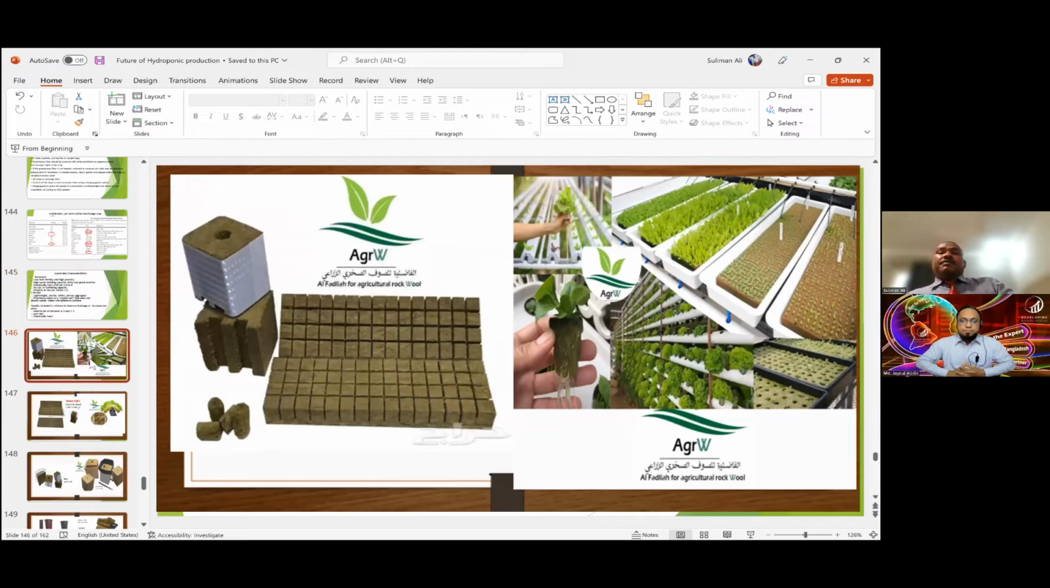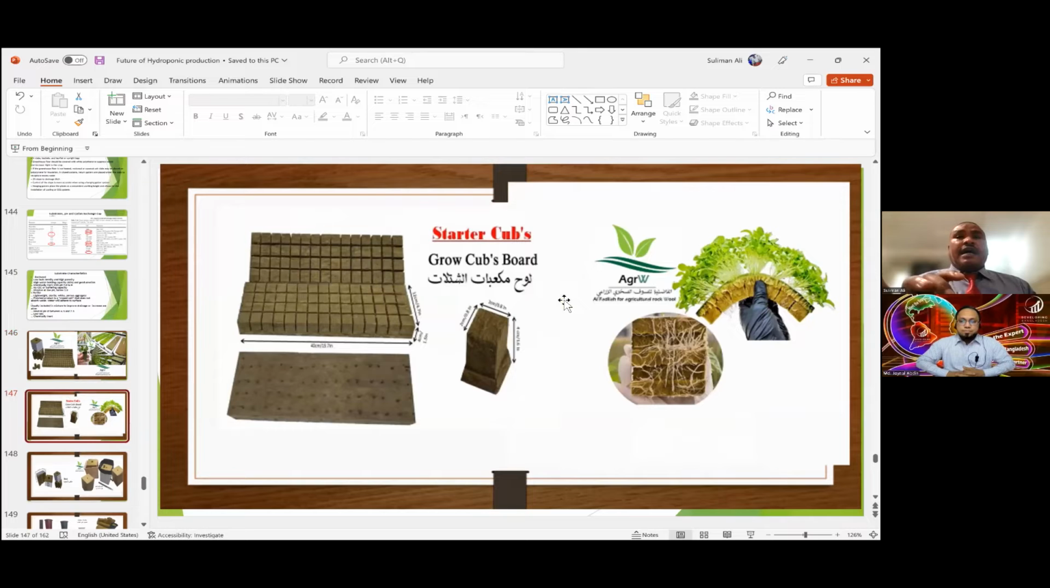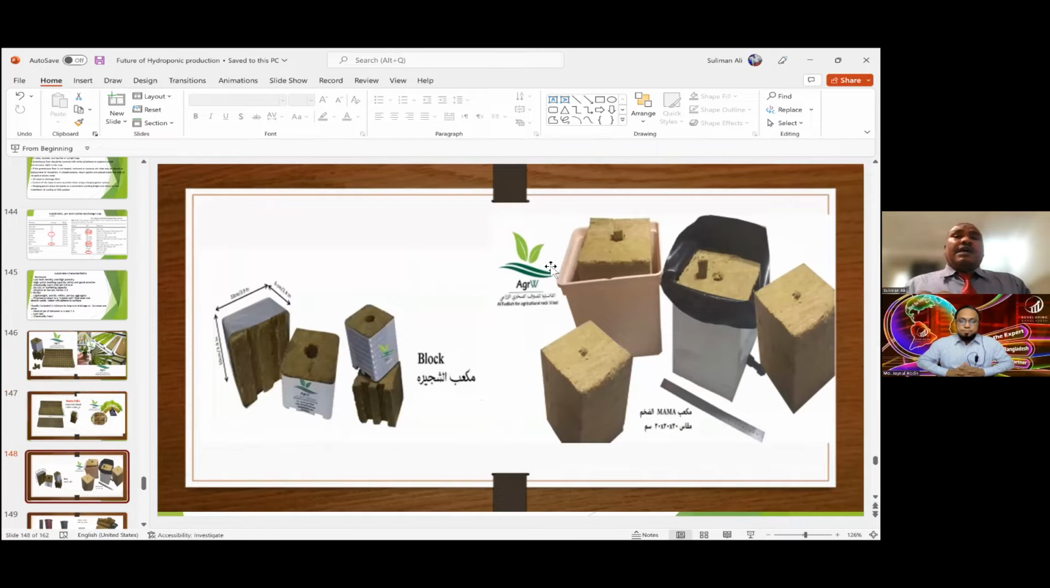This is the type of rock wool we use for lettuce. They have many types, depending on your system. This is the type for starting the seed in the nursery. We want to keep it for 1 week to 10 days and then transfer it to the main system. And also, to grow tomato, cucumber, sweet pepper, any type of fruit, you can use this with slabs.